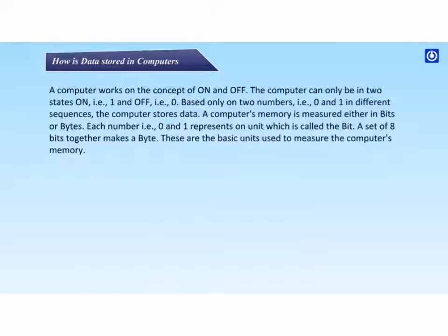A computer's memory is measured either in bits or bytes. Each number, that is 0 and 1, represents one unit, which is called a bit. A set of 8 bits together makes a byte. These are the basic units used to measure the computer's memory. 8 bits is equal to 1 byte.